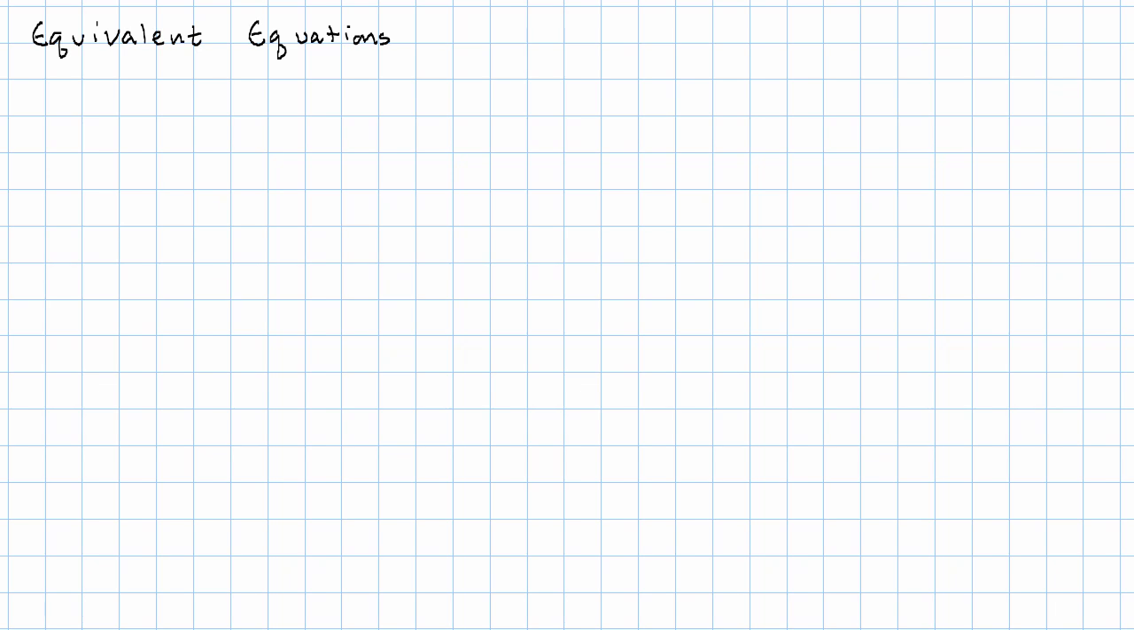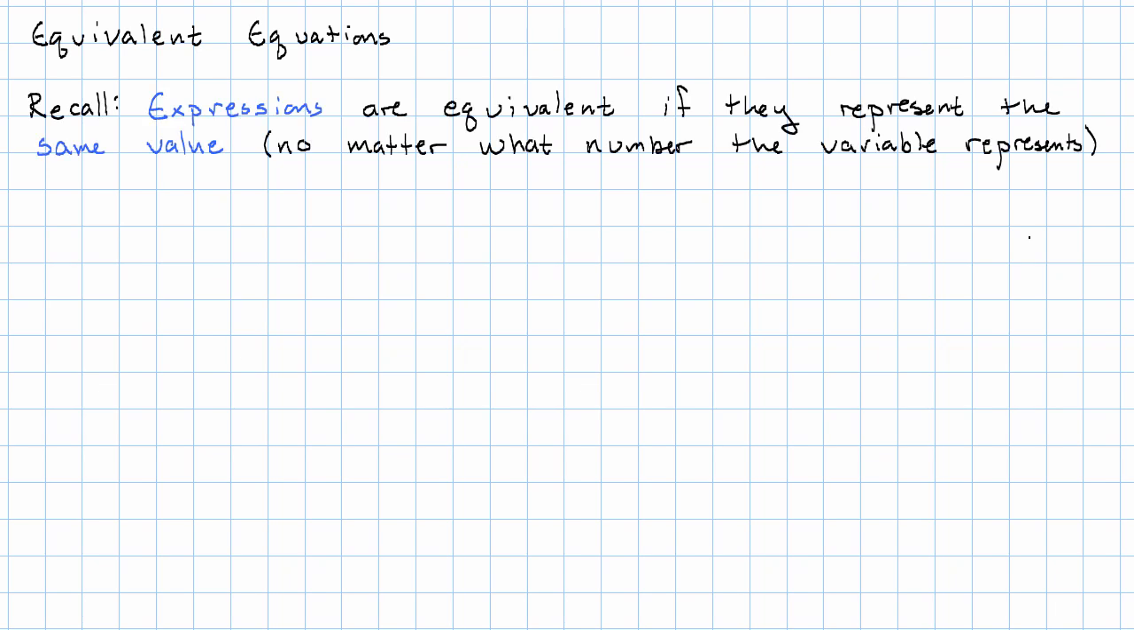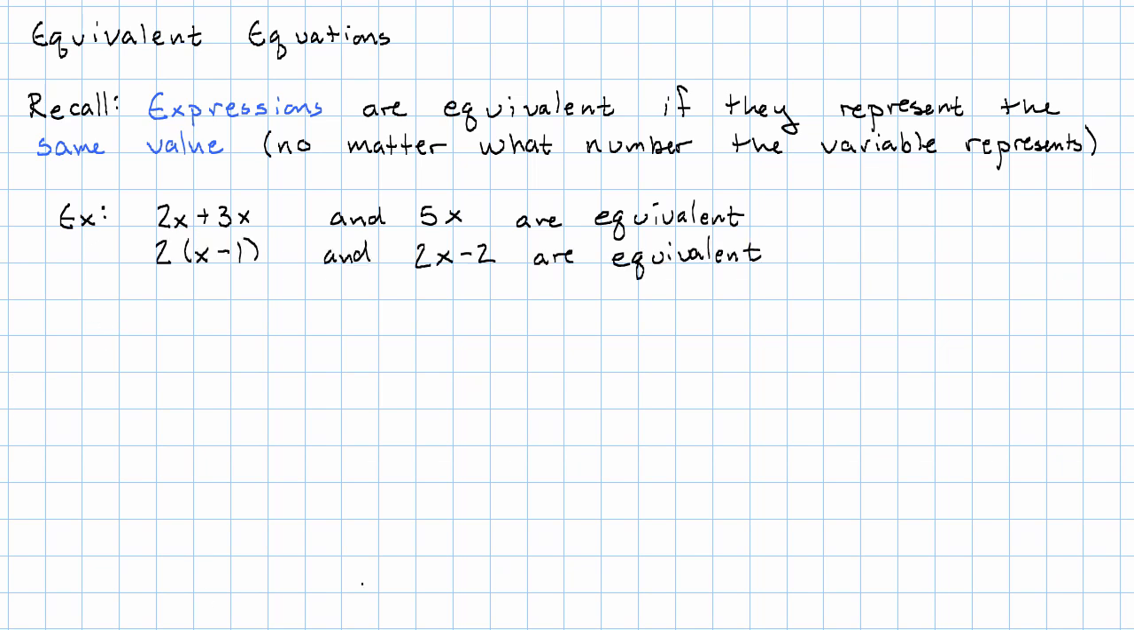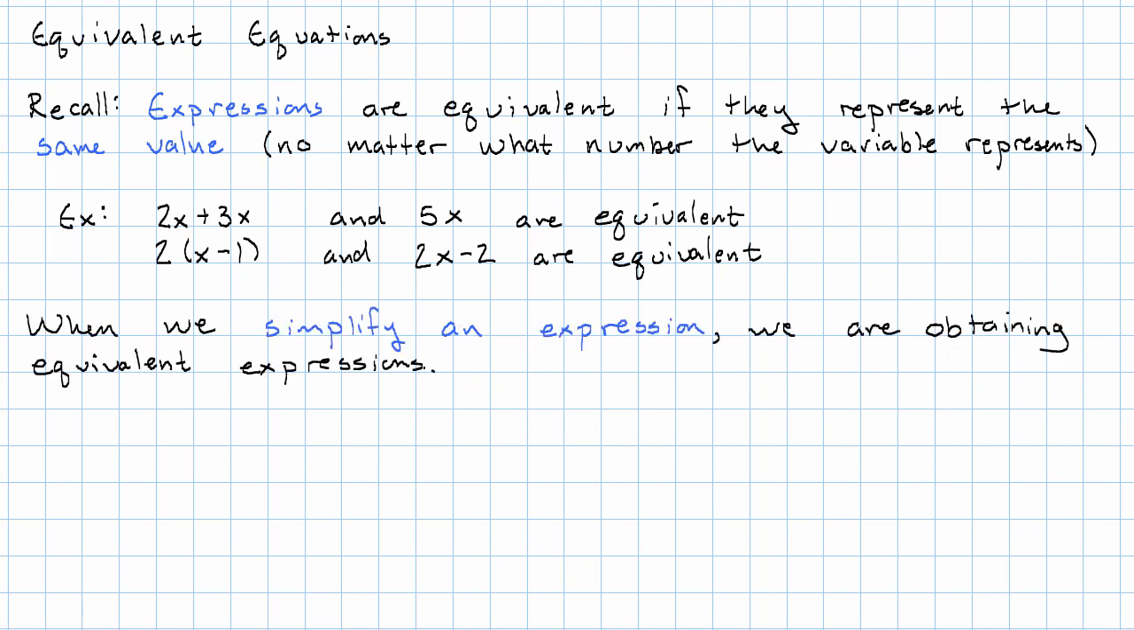...already know what it means for two expressions to be equivalent. Two expressions are equivalent if they represent the same value, no matter what number the variable represents. So, for example, the expressions 2x plus 3x and 5x are equivalent expressions. The expressions 2 times (x minus 1) and 2x minus 2 are equivalent. When we simplify an expression, we're following a sequence of steps that gives us a sequence of equivalent expressions.